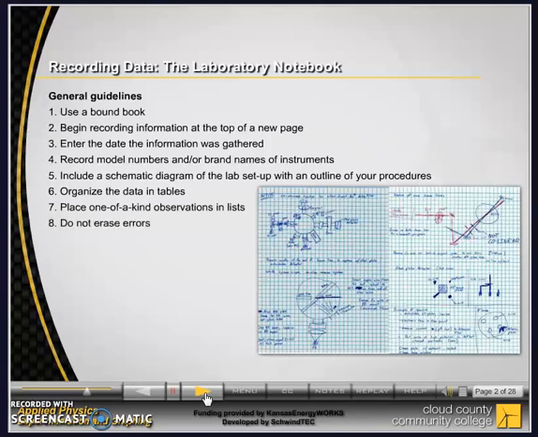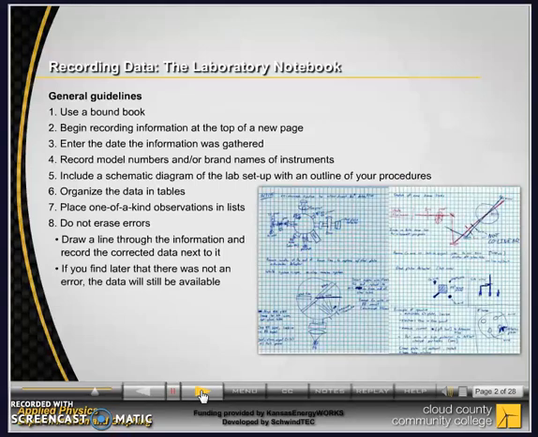If you think you made an error, do not erase. Draw a line through the possible erroneous information and record the corrected data next to it. If you find later that there was not an error, the data will still be available.